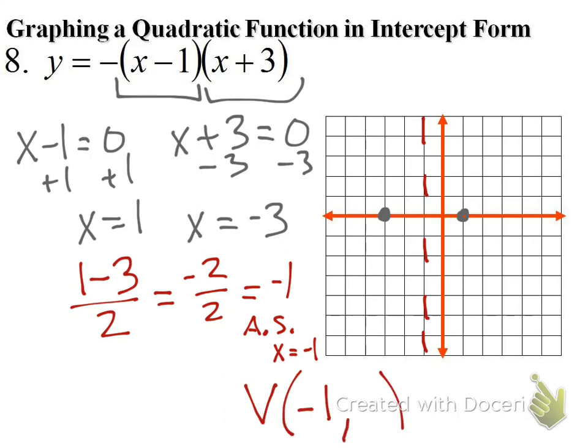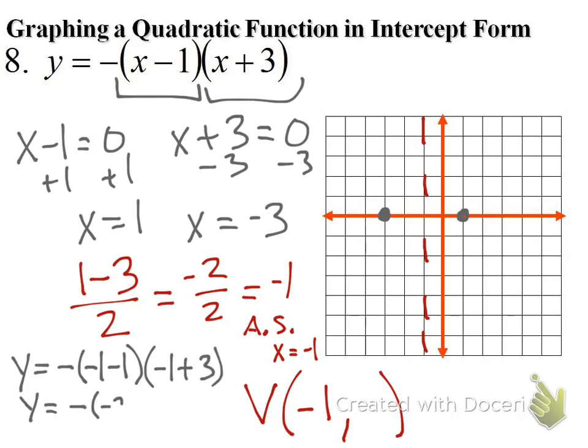How do you find the y? Plug it back in. Good. So I have the negative, and then I'm just replacing every x with a negative 1. So I have negative 2 times 2, which would give me what? 4. Good. So my vertex is at negative 1, 4.